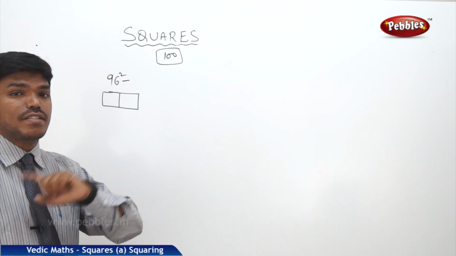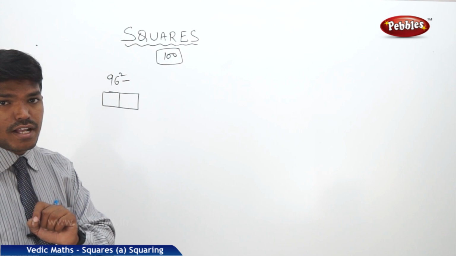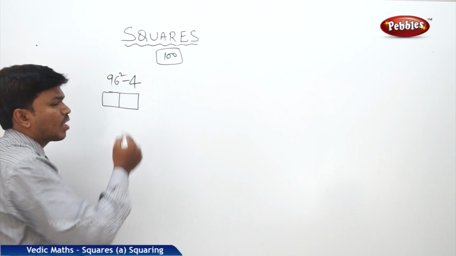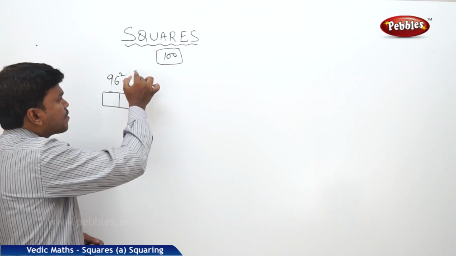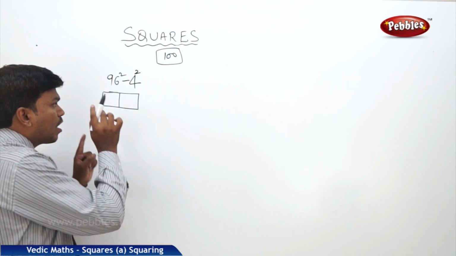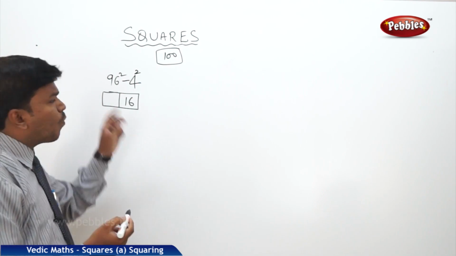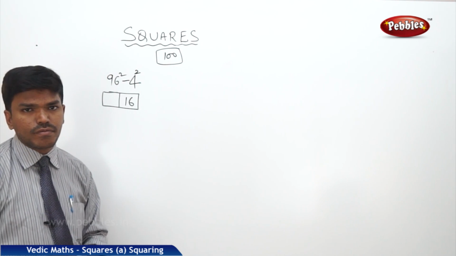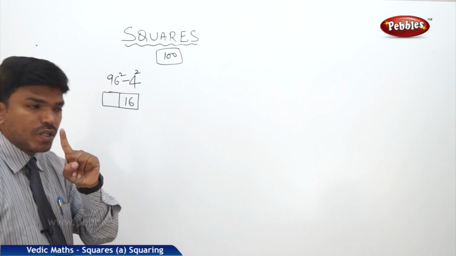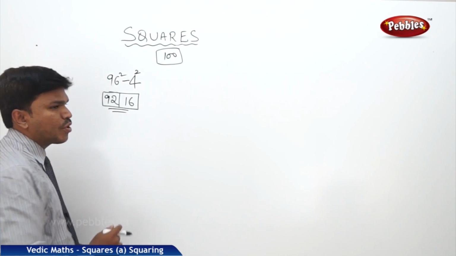And how much less is 96 when you compare with 100? 4 less. Right, here 4. Now you tell me, what is 4 square? 4 square is 16. Write that 16 in the right side box. What is 96 minus 4? 92. Write it in the left side box. So your answer is 9216.